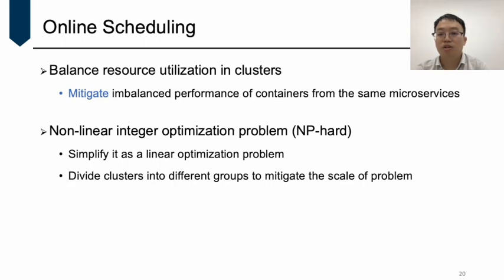For the online scheduling module, we formulate an optimization problem to balance resource utilization in the cluster, to mitigate the performance imbalance of the containers from the same microservice. Such a problem turns out to be NP-hard. So we simplified it as a linear optimization problem and divided the cluster into different groups to mitigate the scale of the problem.